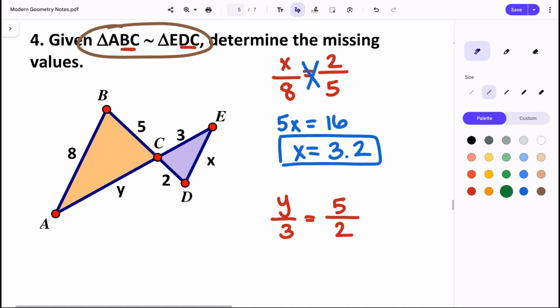Okay, if we cross multiply here, you get 2y equals 15. What do we get? 7.5. Good, 7.5.